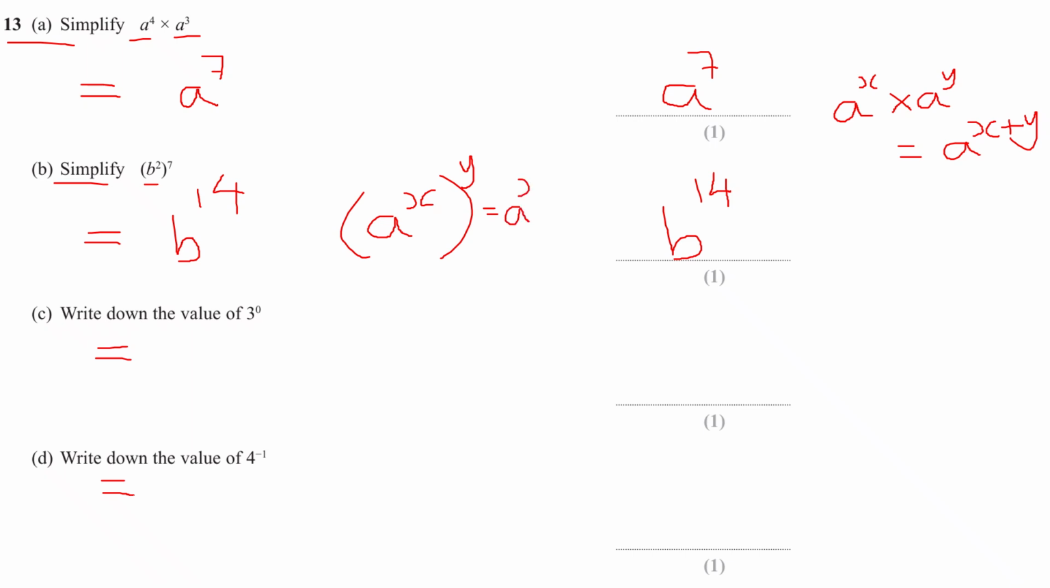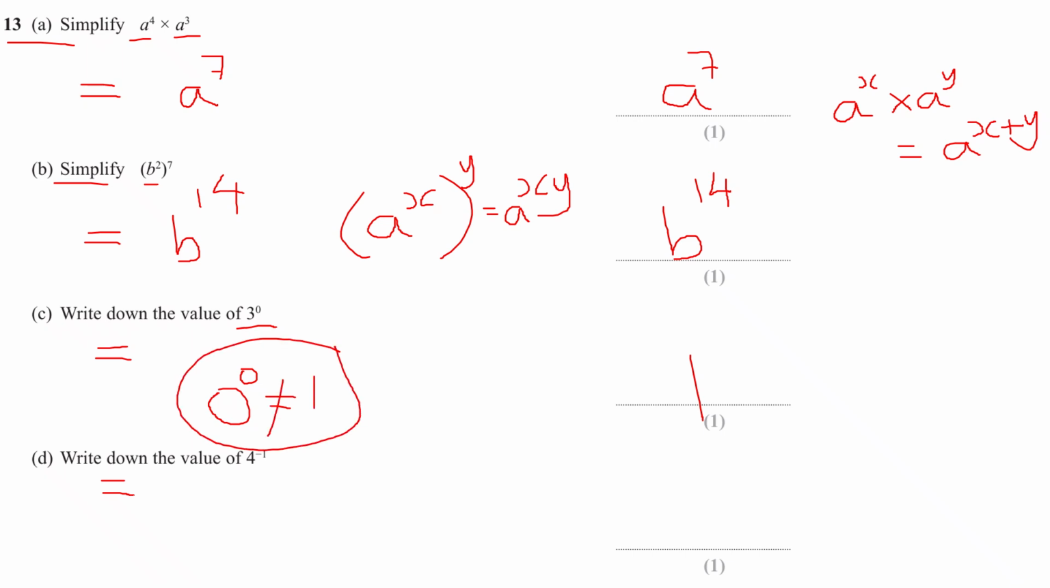Next up, write down the value of 3 to the power of 0. So any number or term to the power of 0 is just 1. So 3 to the 0 is 1, excluding 0 to the power of 0, because that's the only one here that's not actually defined. So that's not equal to 1.